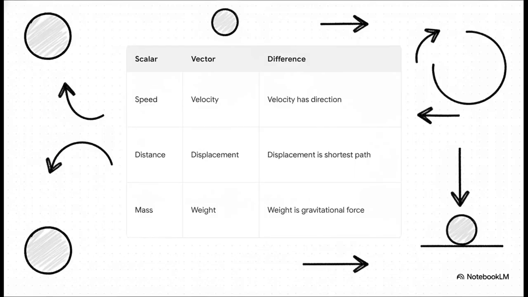And this right here is exactly where people trip up on exams. Speed is a scalar, but velocity is a vector. Mass measures your matter, but weight is the actual downward vector force of gravity acting on that mass.